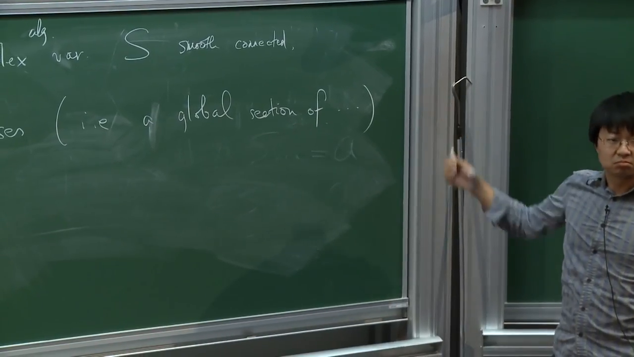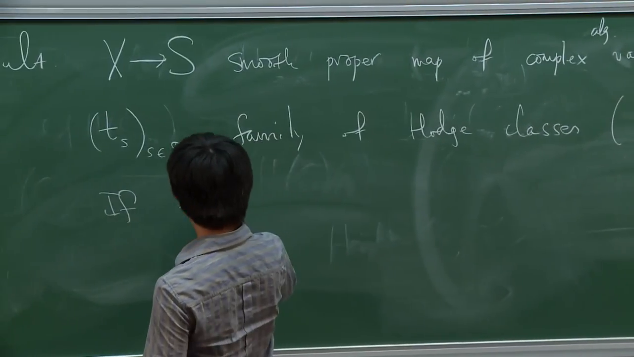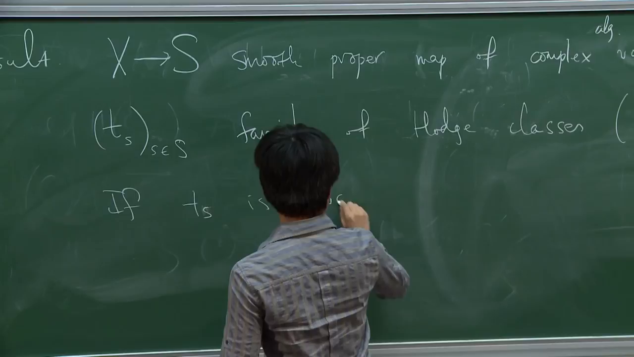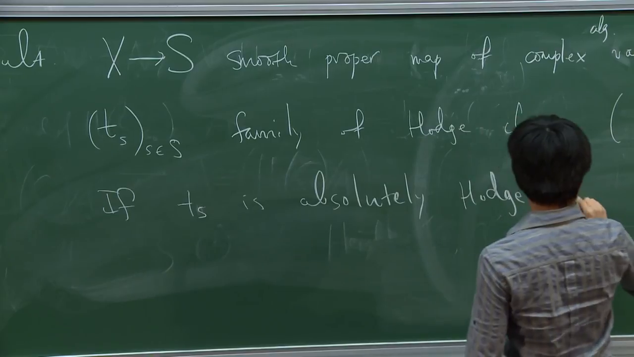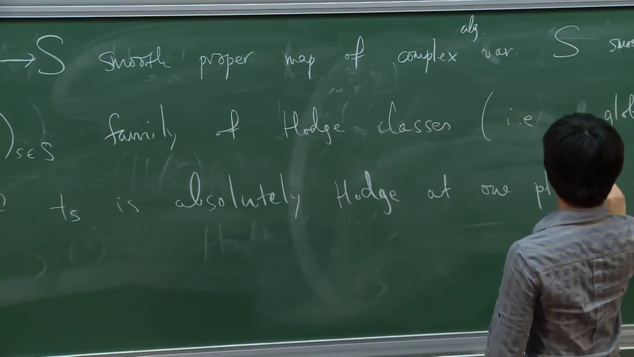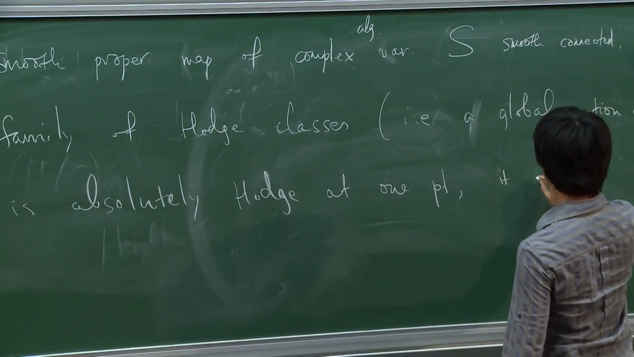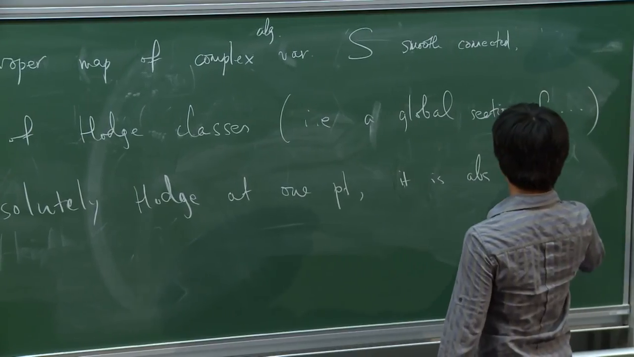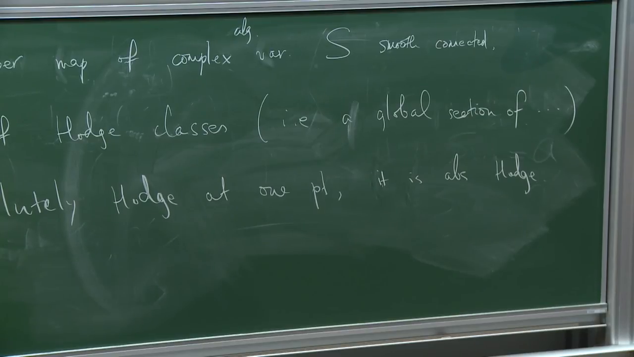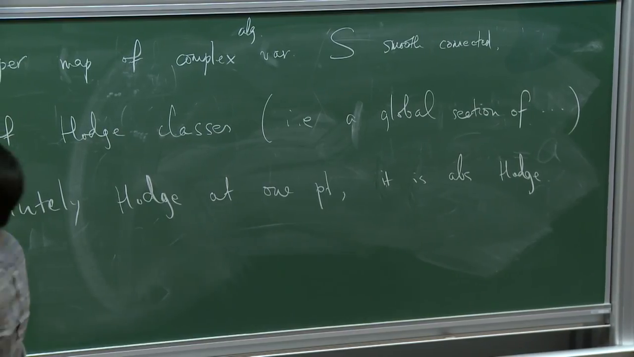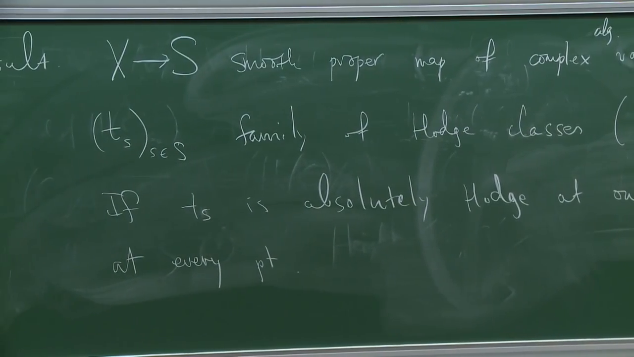Are you talking about absolute Hodge cycles? Yes, absolute Hodge cycles. If it is absolute Hodge at one point, it is absolute Hodge at every point. So this is what he called the principle B, which gives, I guess, the title of the talk.